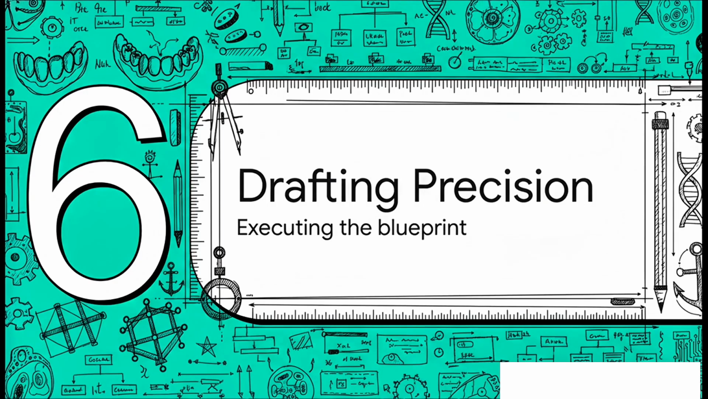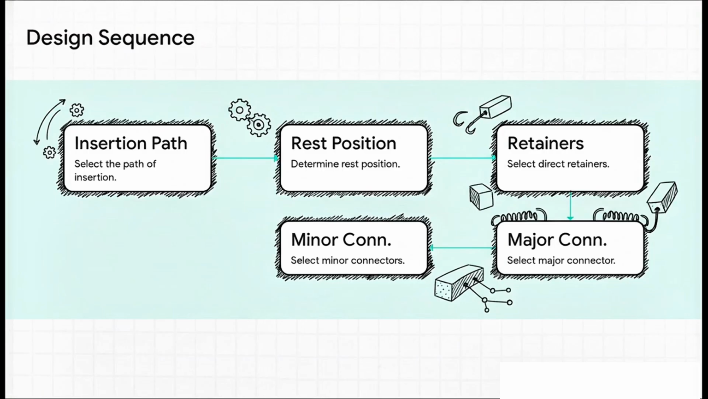Finally, we arrive at section 6, precision in the draft. We've gathered all the biological data, we picked our anchors, we chose our beams. Now we enter the final phase where all these complex rules culminate in the literal drawing of the schematic. The dentist has to follow this exact sequential algorithm to make sure absolutely no structural element clashes with another.